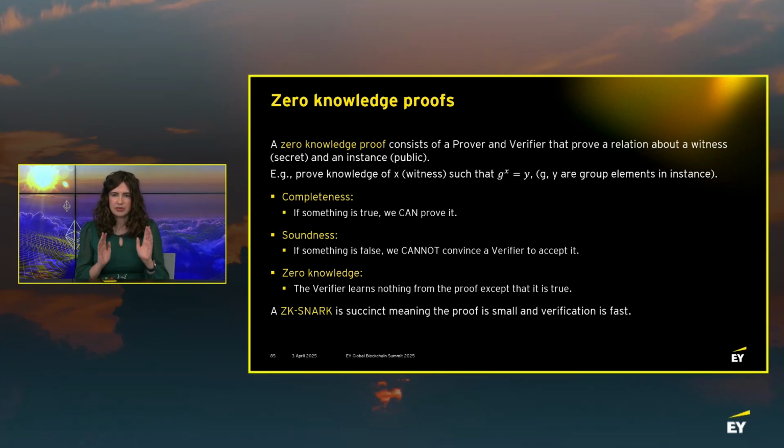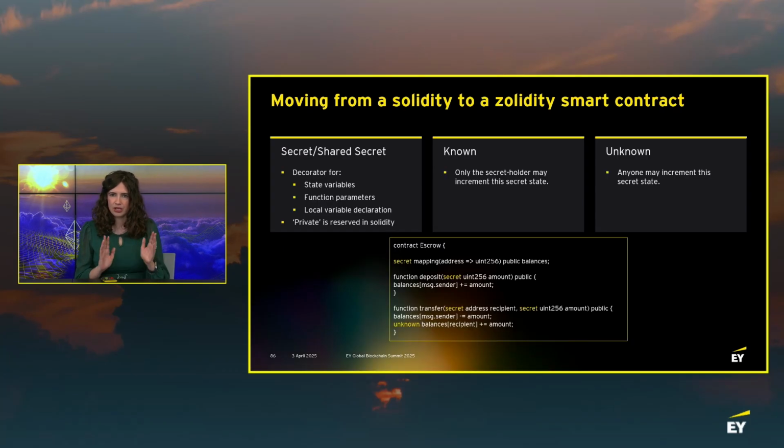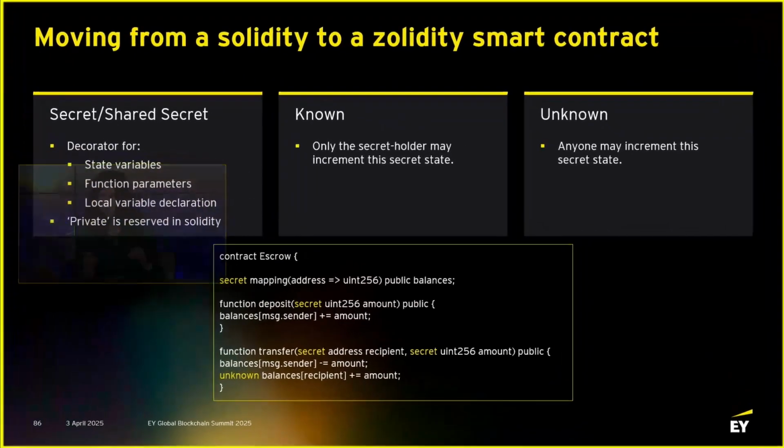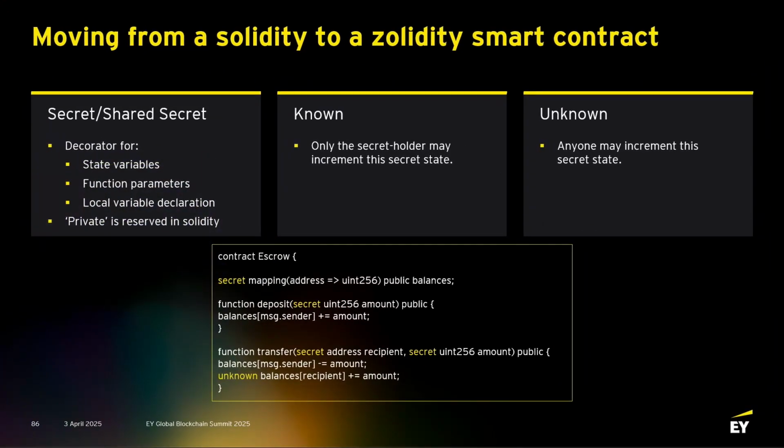ZK-SNARKs in particular are zero-knowledge proofs that are succinct. So the proof is small and verification is fast, which is great for using it in blockchain. So how do we go from our Solidity smart contract with an S to our Solidity smart contract with a Z? It's really easy. You just have to add in these secret decorators. You can see in this escrow contract, we've marked every variable that we want to be secret. For example, balance is a state variable, so that's been marked with secret.